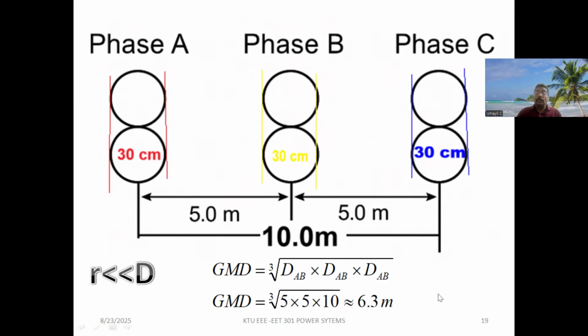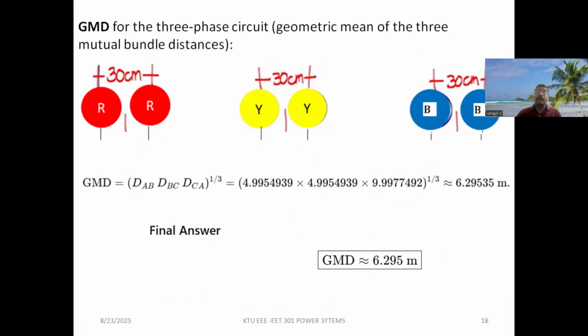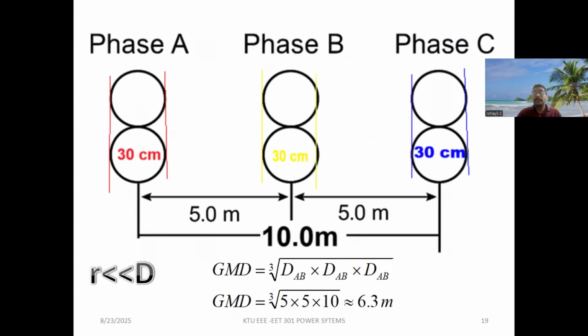Just compare the result with the actual calculation. The difference is very small. In this case, up to two decimal places, it is 6.29, and here it is 6.3. So it is more or less the same. By this approximate method, we can neglect the radius with respect to the distance between the conductors, and we are getting almost the same value.